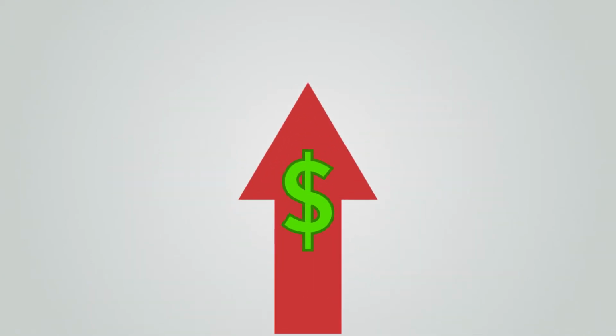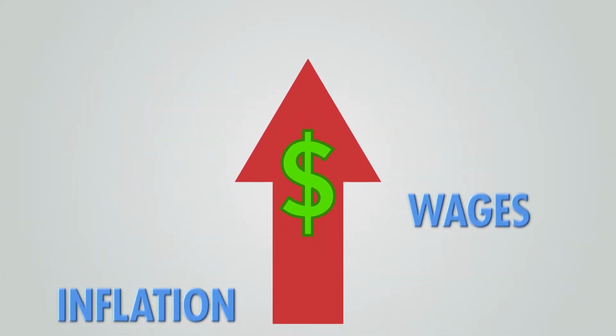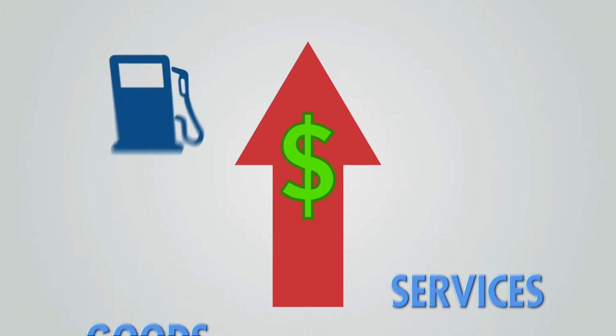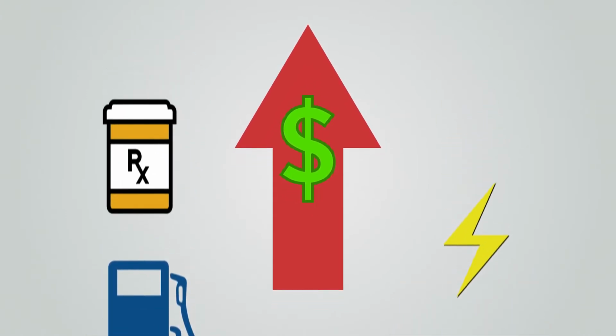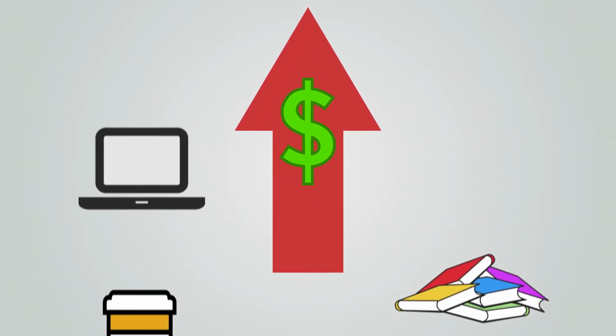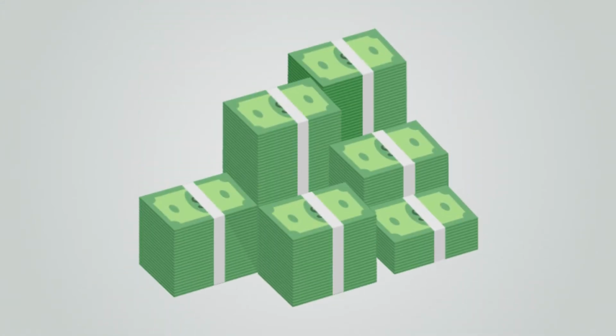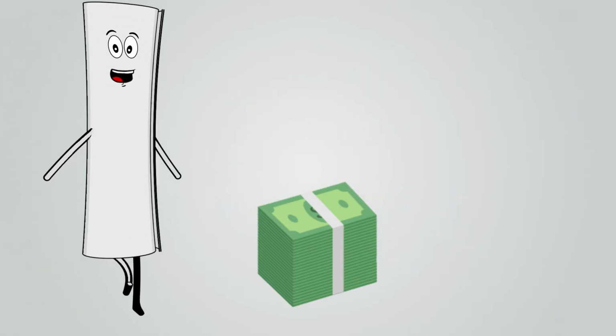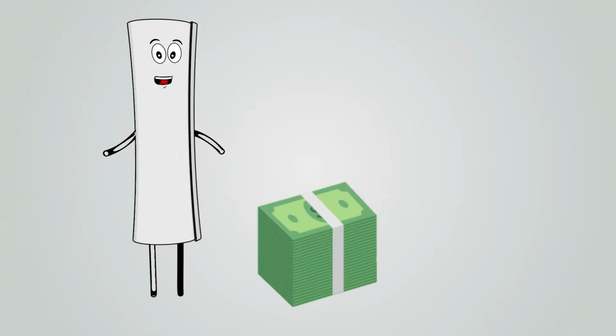MOE does not address inflation, wage increases, and the rising price of goods and services, such as fuel, electricity, health benefits, textbooks, computers, and other school materials. So with costs rising every year, funding at the maintenance of effort level actually means reducing our level of support for our students. I didn't know that.